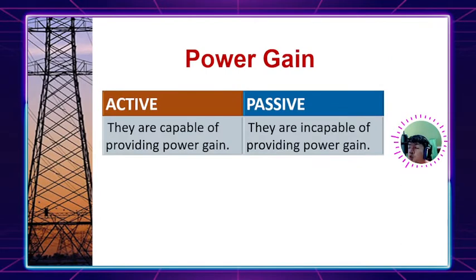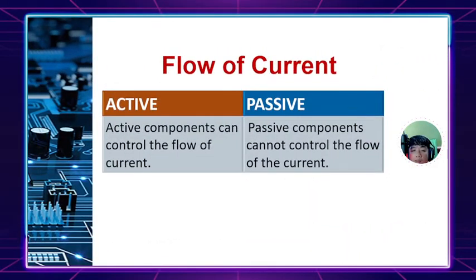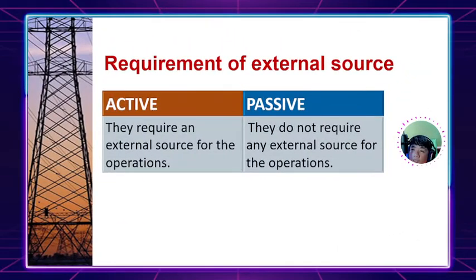The next difference is in terms of power gain. Active, simply put, provides power. Passive is incapable of providing power gain. Next, the difference by means of flow of current. The active can produce power and can control the flow of current, while the passive cannot control the flow of current. Next, the difference based on the external source. Active requires an external source for its operation. Passive does not.